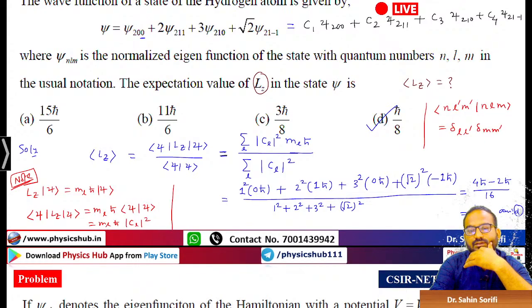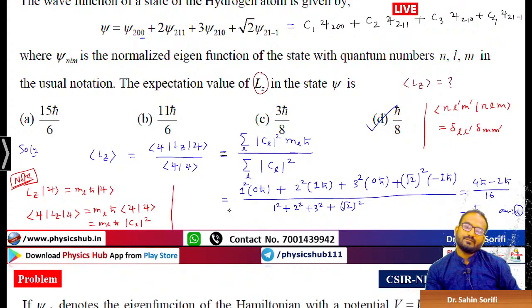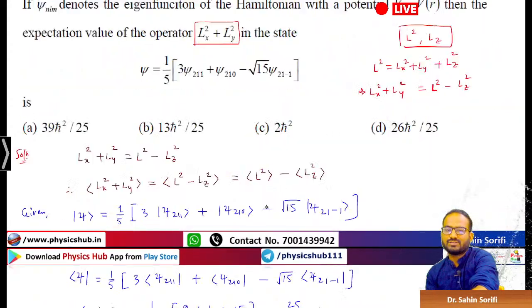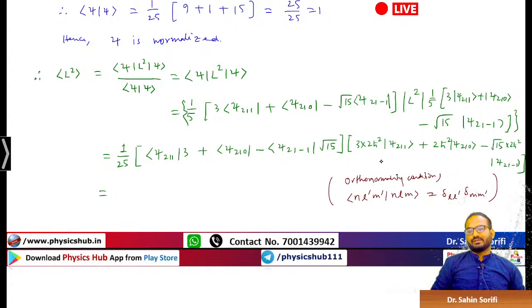Because it was yes, actually the same thing. |CL|² times ML ħ. Now it will not be ML if you are talking about L², so it will be L(L+1)ħ². Okay. Yes, you can obviously do that. We are just doing that only.